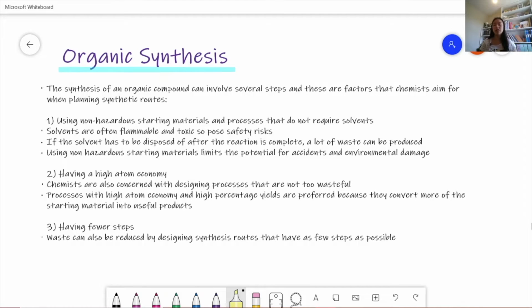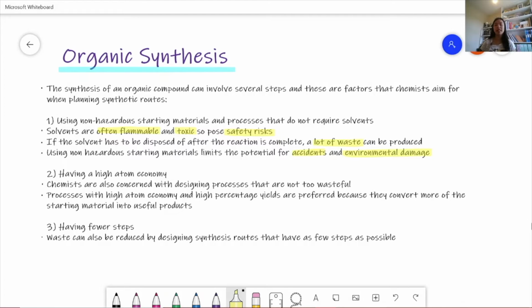And this is because solvents are often flammable and they're also toxic, and so we get some safety risks. And the second point is that if the solvent has to be disposed of after the reaction is complete, then we'll have a lot of waste which will be produced. The reason we want to use non-hazardous starting materials is that we want to limit the potential for accidents and environmental damage.